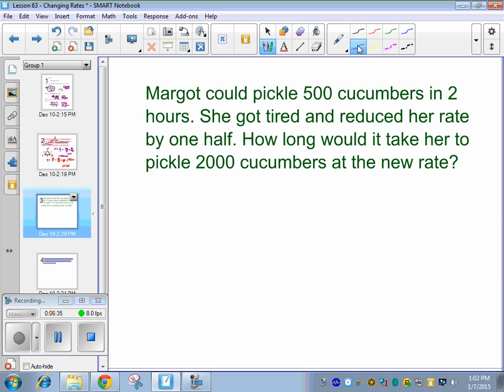Margot could pickle 500 cucumbers in 2 hours. I know. Yeah. What? She's turning cucumbers into pickles. All right. 500 cucumbers in 2 hours. She got tired and reduced her rate by 1/2. How long would it take her to pickle 2,000 cucumbers at the new rate?